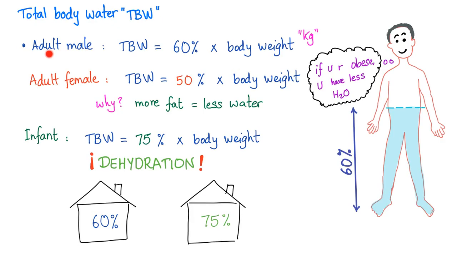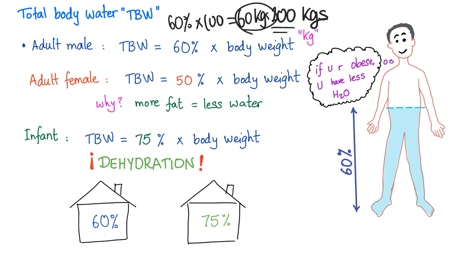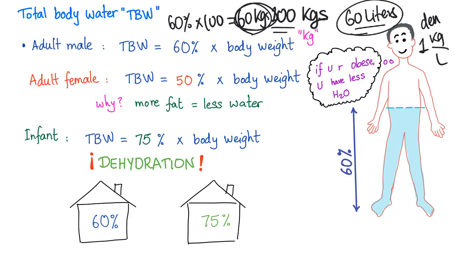Now, total body water. If you're an adult male, total body water equals 60% of your body weight in kilograms. So let's say that you are 100 kilograms, which is so heavy, you should be in the gym like 24/7. Your total body water is 60% times 100 equals 60 kilograms of water in your body, which happens to equal 60 liters of water in your body. Because remember, the density of water is 1 kilogram per liter, if you remember your physics. If you have 60 kilograms of water, the volume is 60 liters of water.